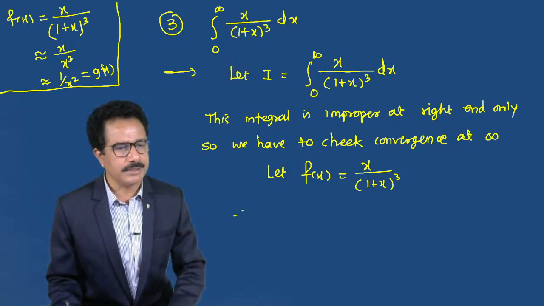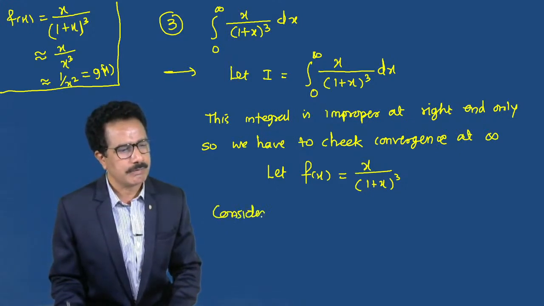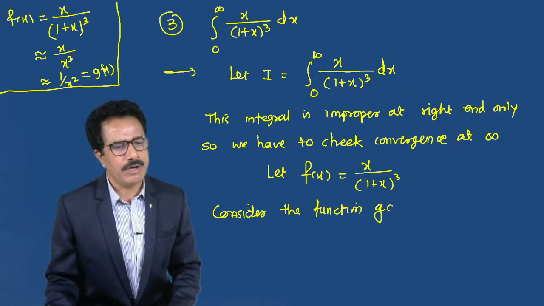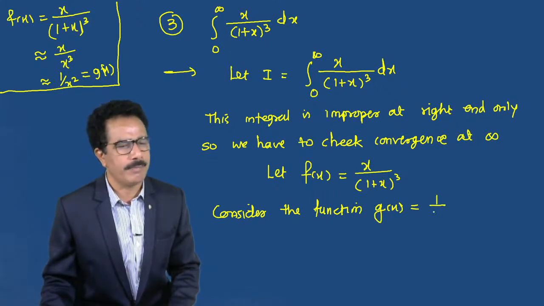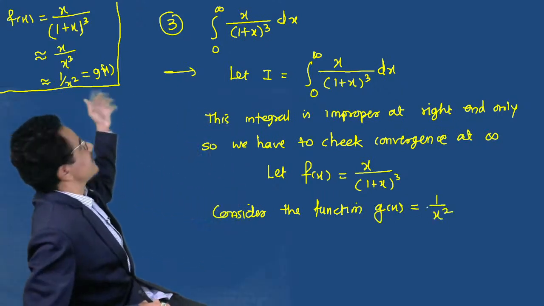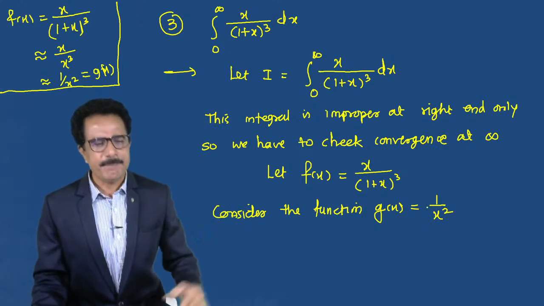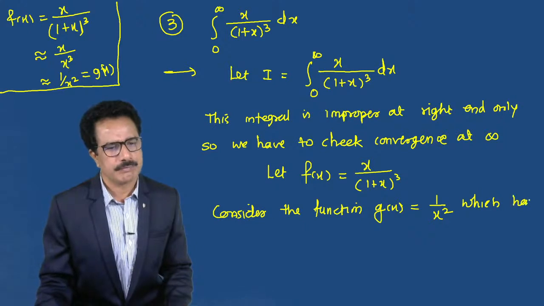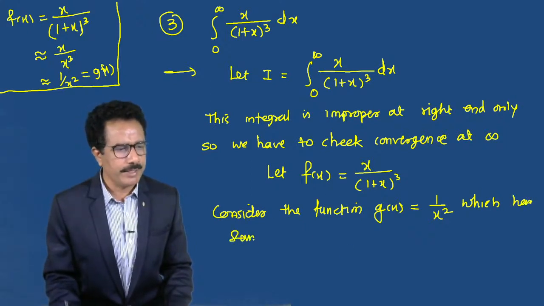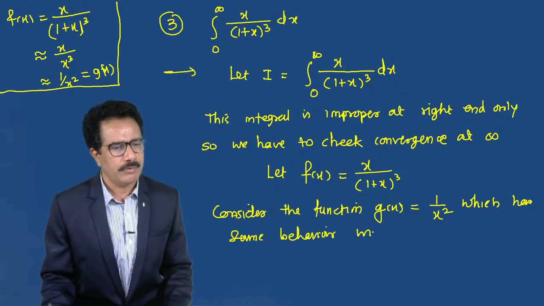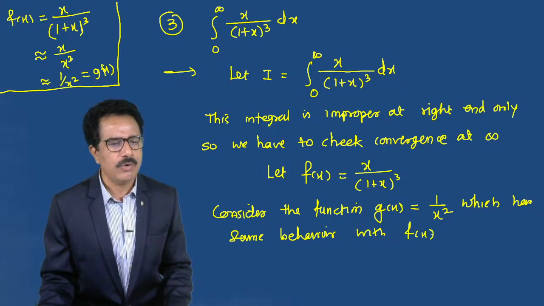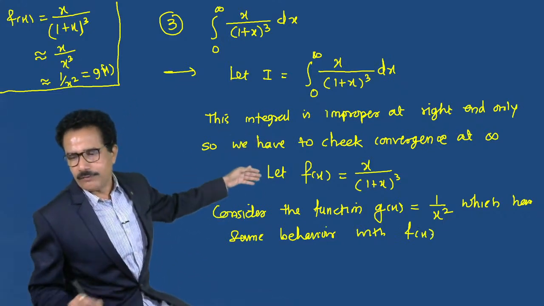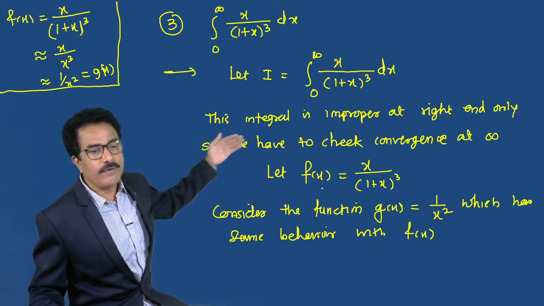So consider the function g of x which is equal to 1 upon x square. According to this comparison, it has the same behavior as f of x. Okay, there is no problem. Now we have to find out the limit of f of x and g of x.